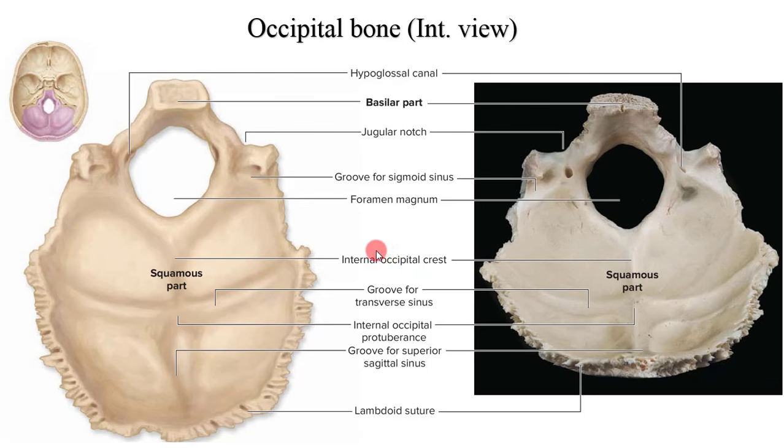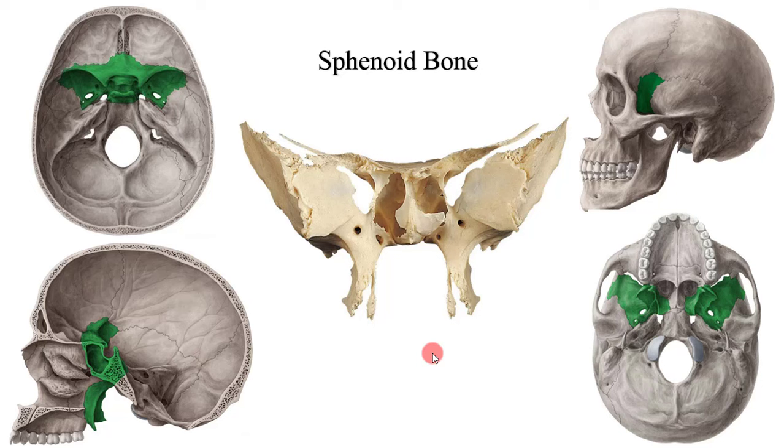The sphenoid bone has a complex shape and is shaped like a butterfly. The sphenoid makes up most of the middle part of the base of the skull, as you can see here, and contributes to the floor of the middle cranial fossa. The sphenoid is often referred to as a bridge bone or the keystone of the skull because it unites the cranial and facial bones and articulates with almost every other bone of the skull.